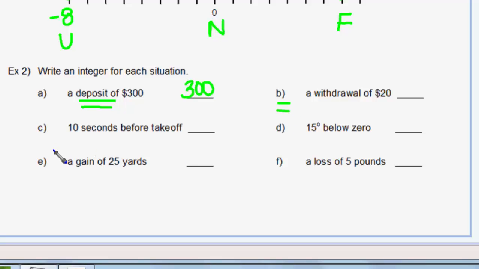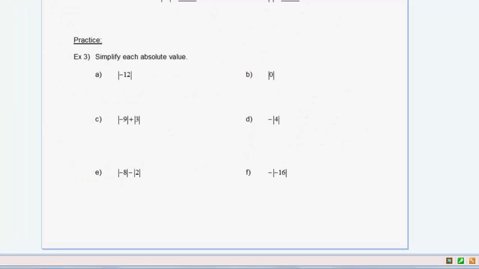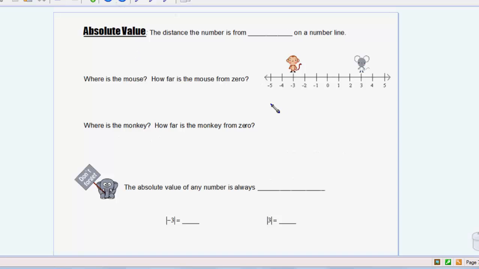All right, C, 10 seconds before takeoff. So I'm counting down, but those are positive integers. So 10 seconds before takeoff would be positive 10. And then you try D. And then a gain of 25 yards, a gain, that's our keyword, so it would be positive 25. Okay, and try F.